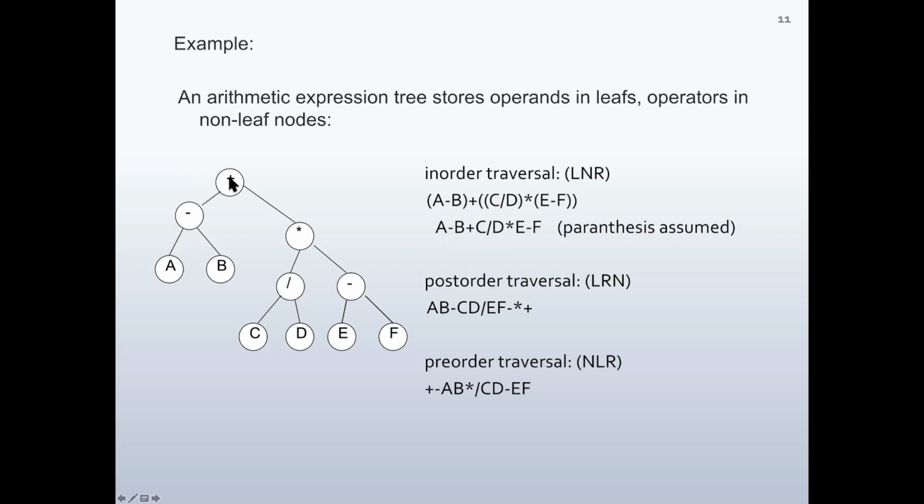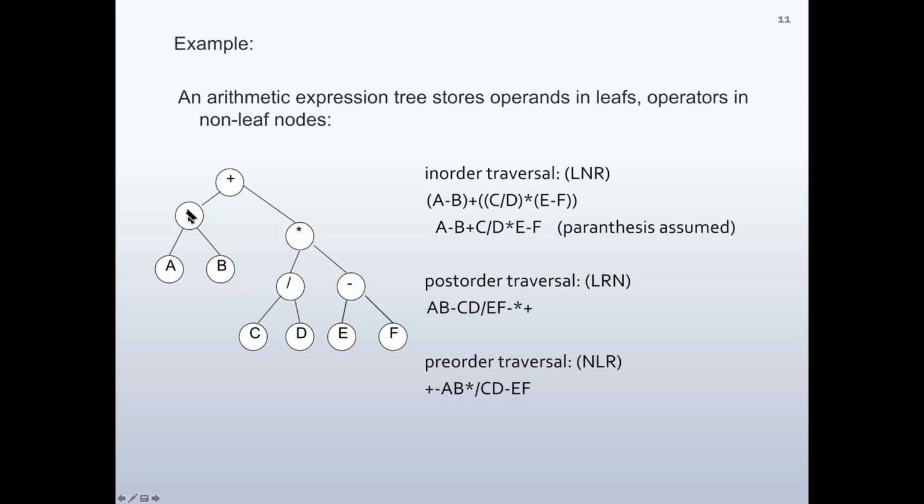Start with the root and first visit the left subtree. For this one, go to the left subtree, and for this node having value A, there is no left subtree, so the node is visited, and at the output we see A. Then return back to the parent node and visit the node, and we will see minus at the output. Then visit the right subtree. For this one, there is no left subtree, so the node is visited. We will see B at the output. And there is no right subtree, so this node is finished.